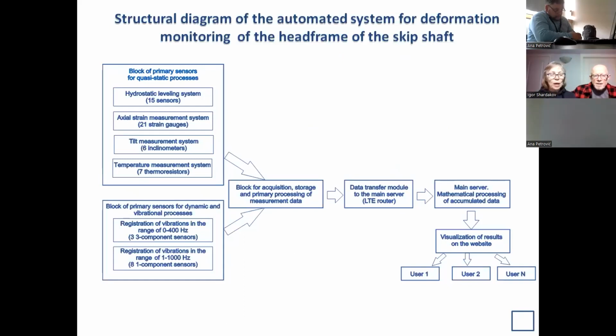This slide shows a diagram of main path of monitoring system. Here you see the blocks of primary sensors for recording quasi-static and dynamic processes, then the unit for data acquiring, processing, and transmission, and the unit for analysis and visualization of obtained data. Registration of monitoring data is controlled remotely from the city of Perm, Russia.